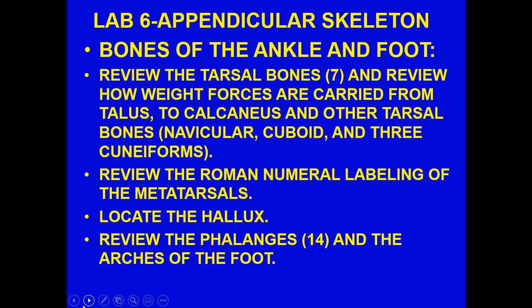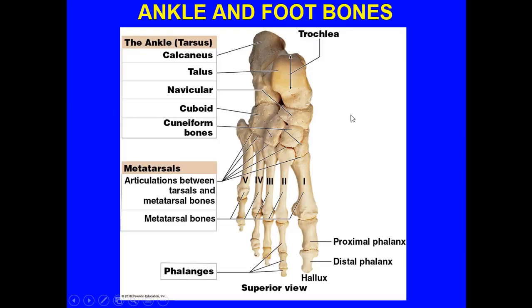You want to review the Roman numeral labeling of the metatarsus. Locate the hallux. It's the big toe. Okay, pollex is thumb, hallux is big toe. And then you want to review the phalanges, and there are 14 of them, and the arches of the foot. So here we go on sort of the superior view.